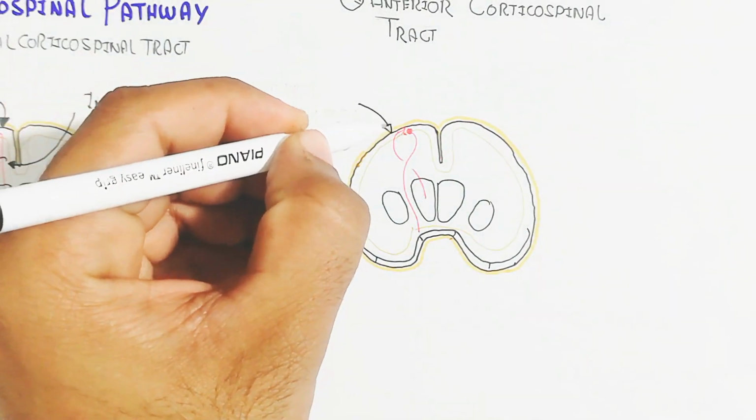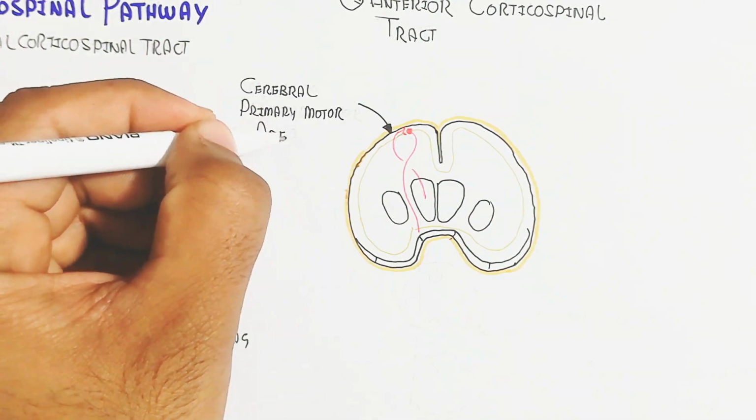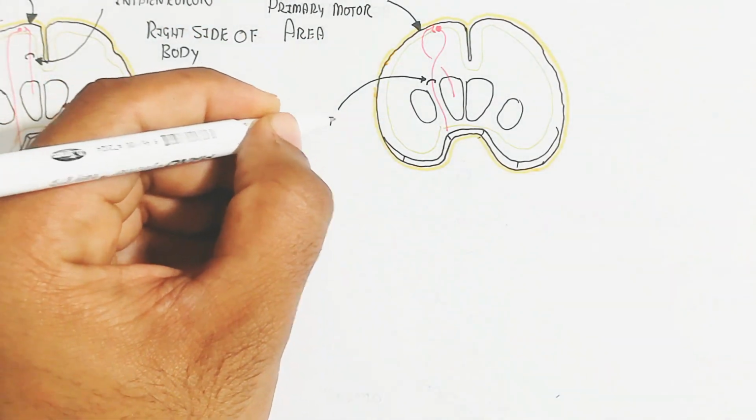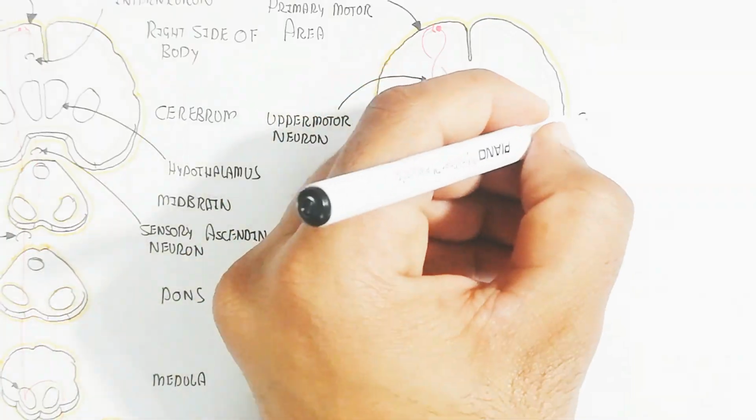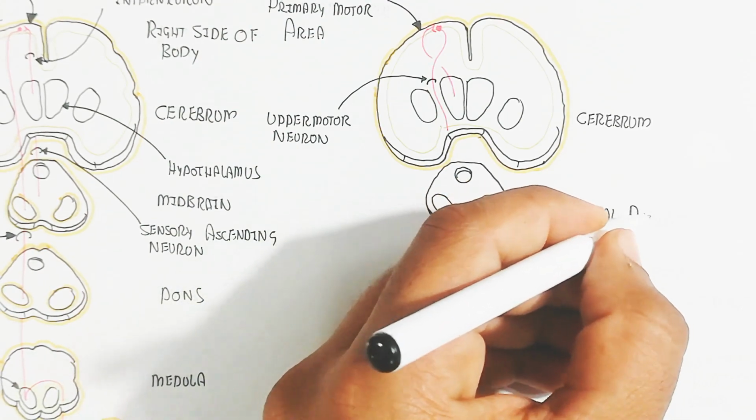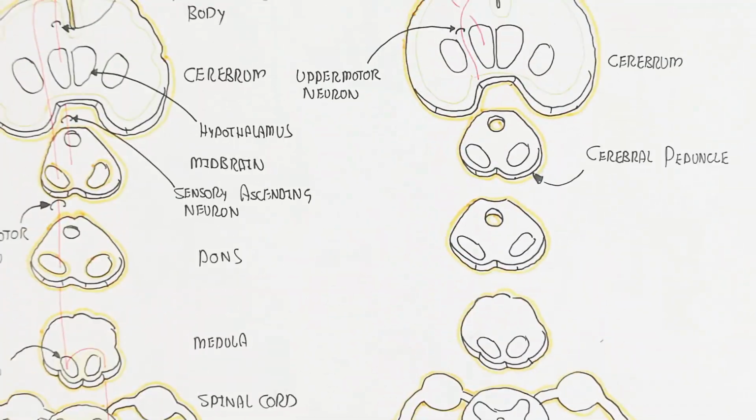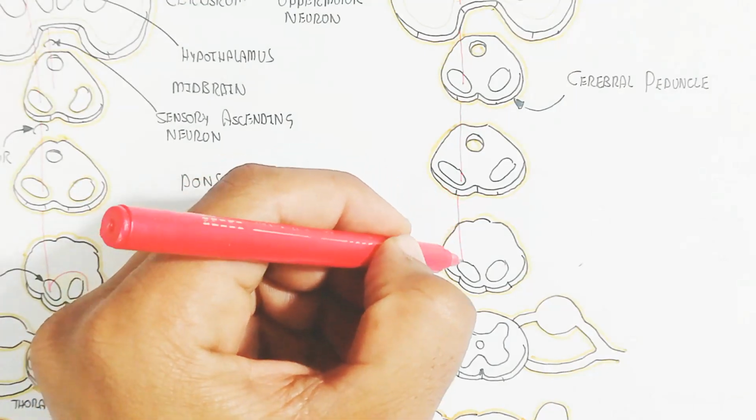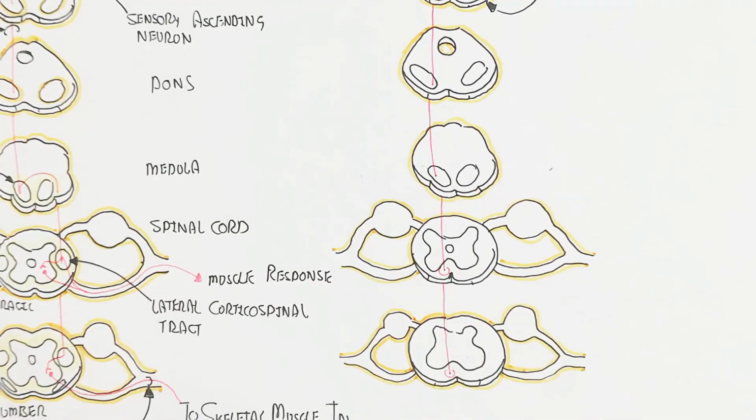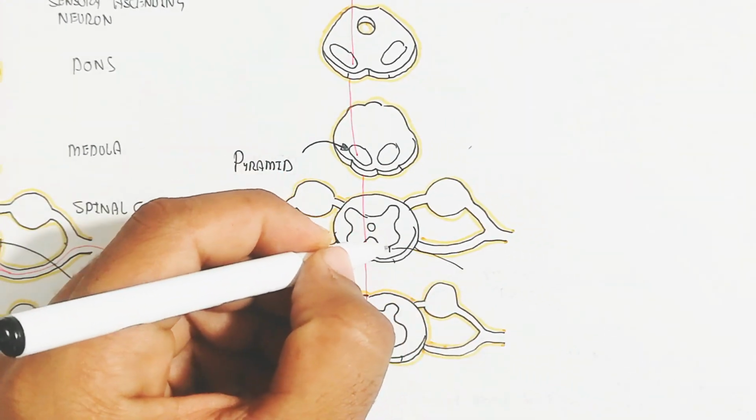After the sensation is detected through the third order neuron, the upper motor neuron synapses and the signal goes down through the cerebrum to the cerebral peduncle, and moves down toward the pyramid. It is the same at the pyramid, but remember it goes into the anterior corticospinal tract, which leads to the lower motor neuron, the true motor neuron.